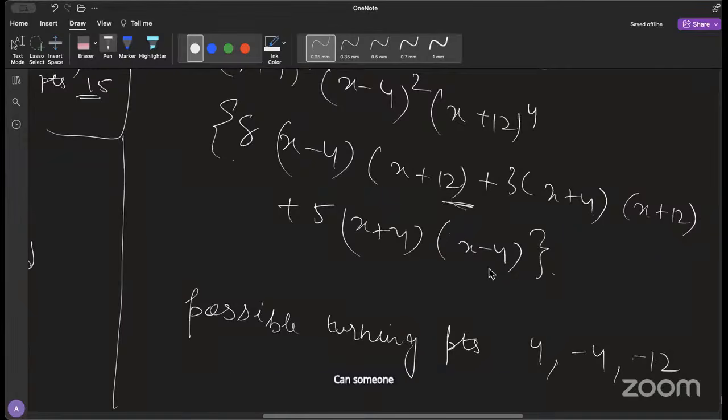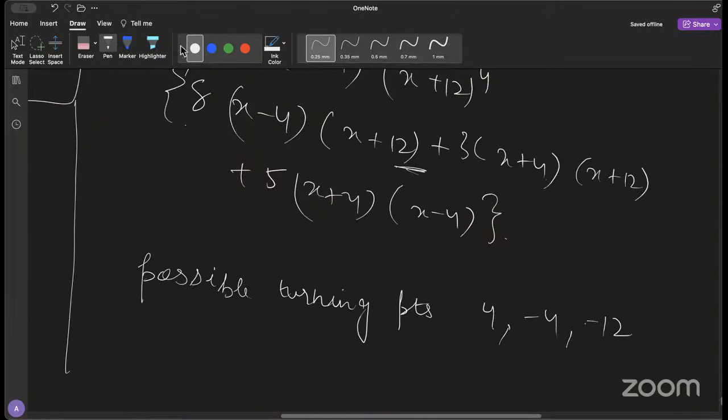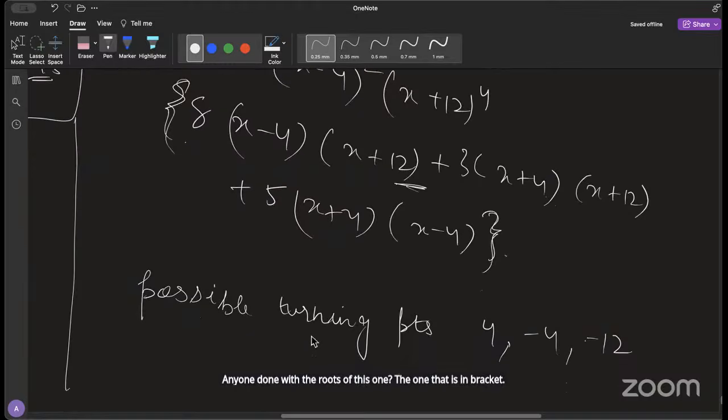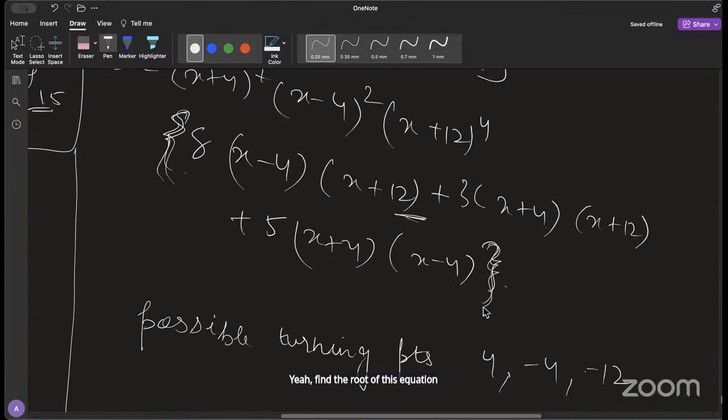Can someone find the roots of this equation? Has anyone found the roots of the one that is in the bracket? Ma'am, we have to find the roots of this equation. Yes, find the roots of the one that's in the bracket. Solve it, it's a quadratic equation. Find the roots.